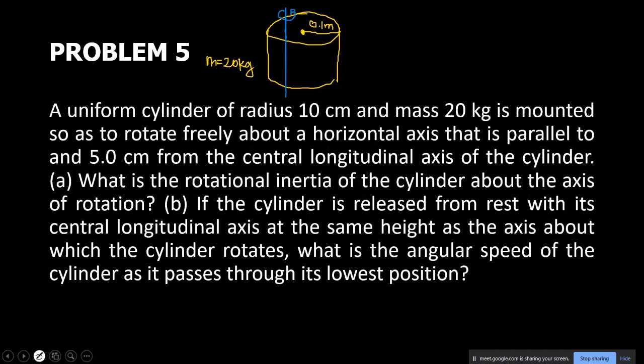So dito daw siya iikot. And that is equal to 0.05, I mean here. So this is 0.05 meters. So for letter A, what is the moment of inertia or rotational inertia of the cylinder about the axis of rotation? So sa axis of rotation.